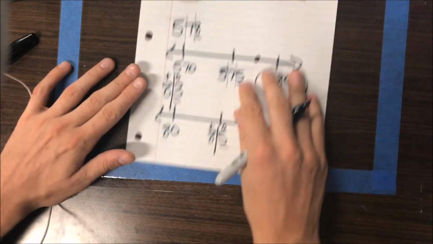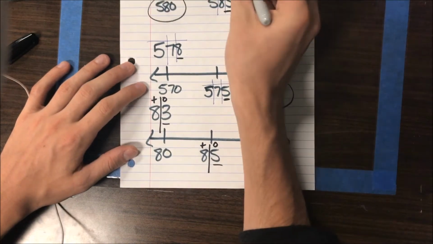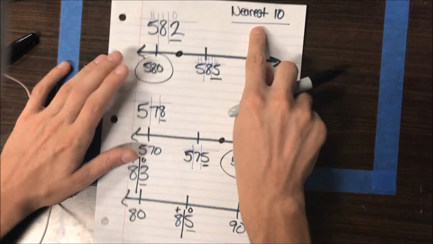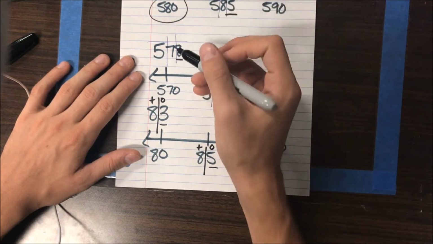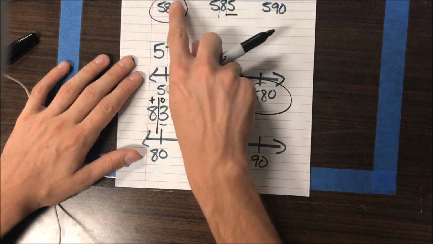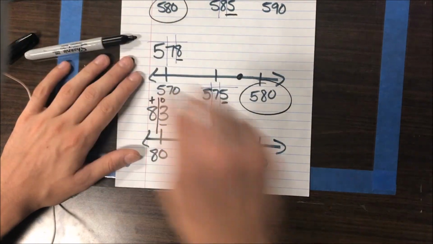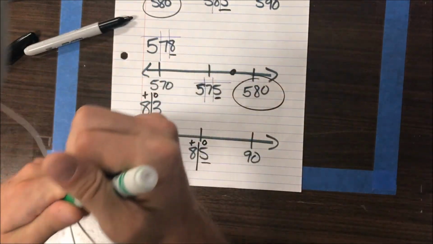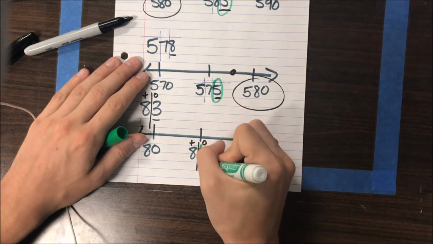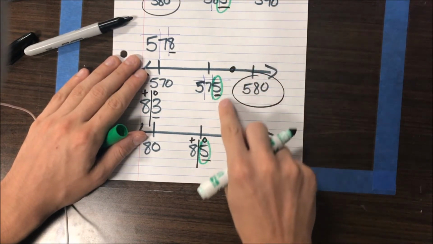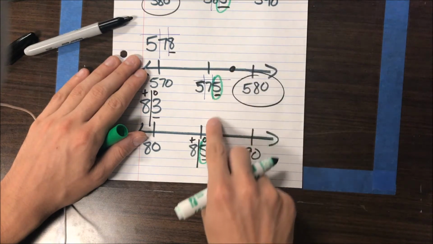And so then the generalization is that when you're rounding to the nearest 10, all you need to do is look at the ones to decide if you're going to have to round up or round down. And then we talked about how if you look at the ones place in all of these numbers, it's always going to be a 5.